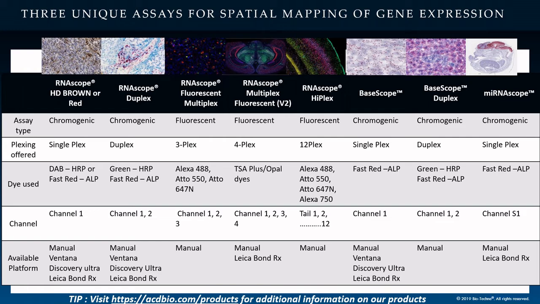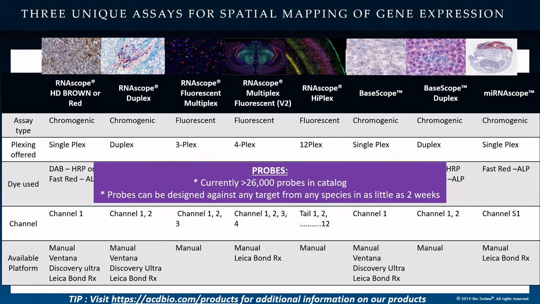But keeping in mind all of these assays, the one thing that is also really important is our probes. Currently, we have over 26,000 probes in catalog. That being said, not everybody may have probes that are in those catalogs. So if you are interested in a probe that's not already available, ACD can design that probe for you, and it can be for any target and any species, as long as you know your sequence of that particular gene. And it can be done in as little as 2 weeks, which is really significant in studies where you need rapid development of these probes in crucial times.